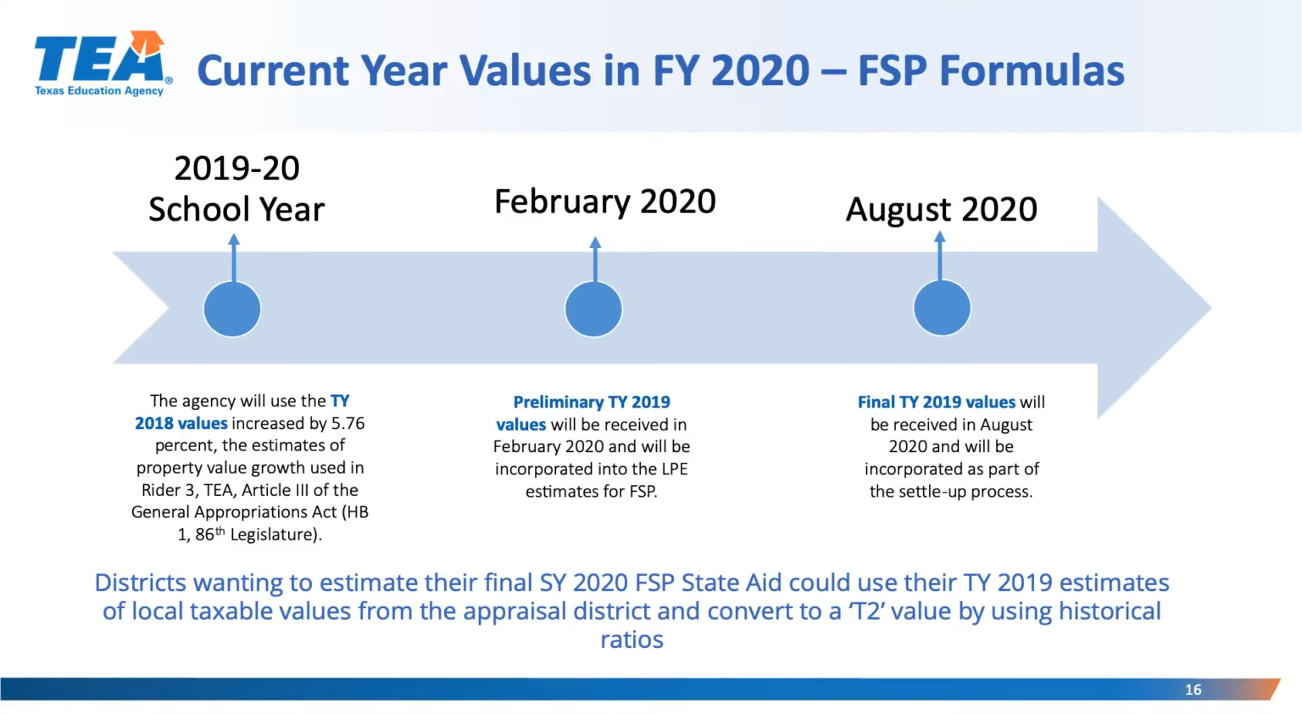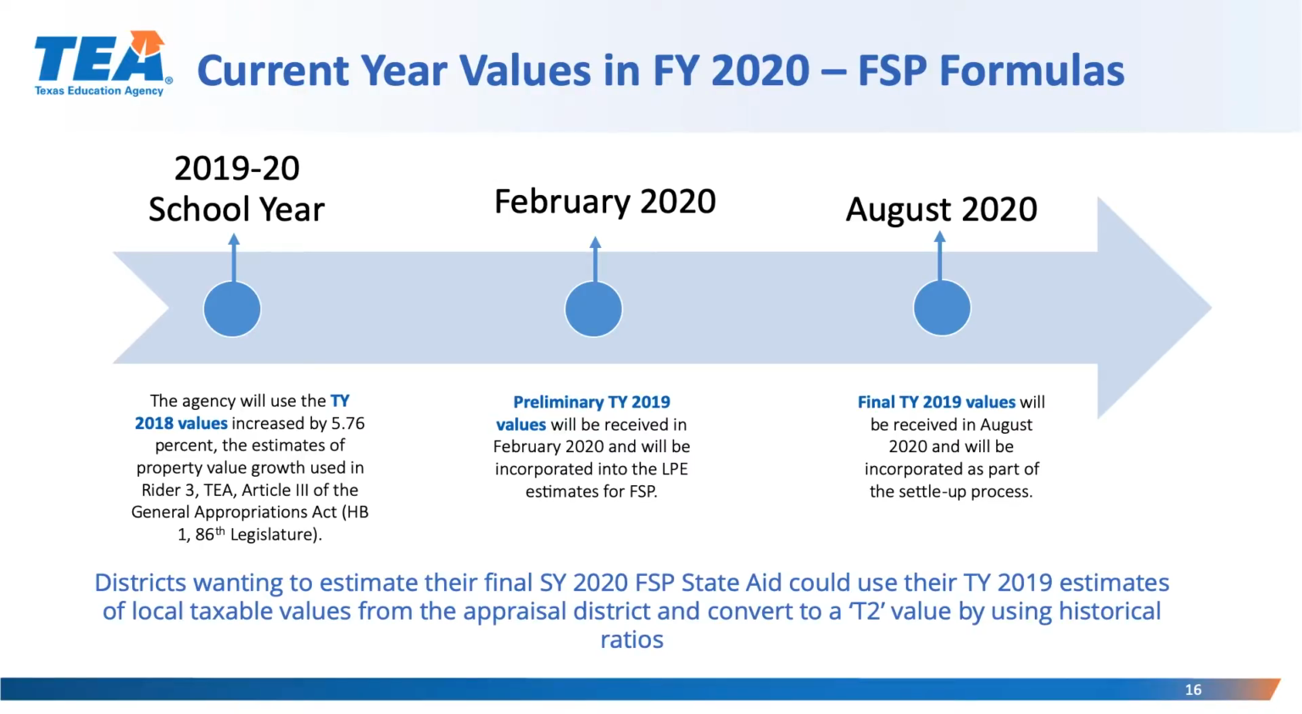Once we get preliminary tax year 2019 values in February of 2020, we will update the LPE, the legislative payment estimate on which districts' payments are made, in the FSP. So your payment schedule will change from February 2020 onwards and should fairly accurately represent your current year values. Once we get the final 2019 values in August of 2020, we will incorporate those into the summary of finances as part of the settle-up process.